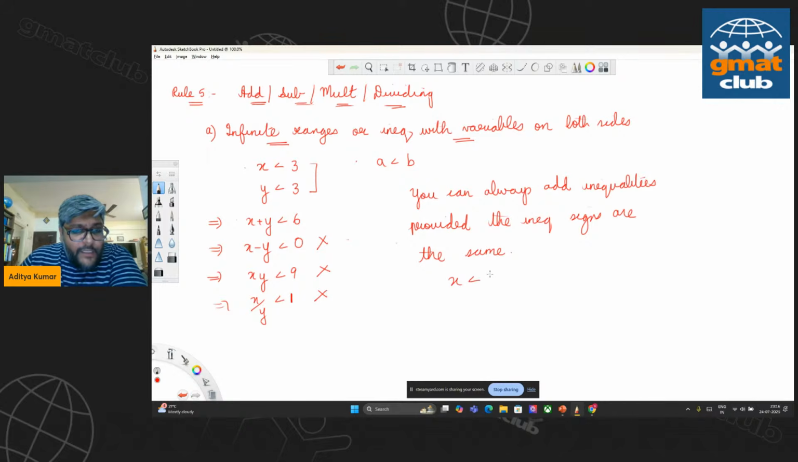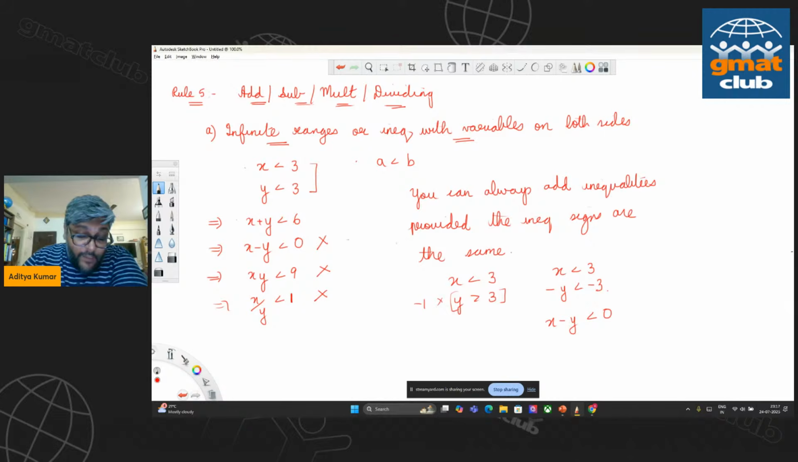So if I give you x is less than 3 and I tell you, let's say, y is greater than 3, here I can't add them directly. But I can say x is less than 3, and I can multiply the other inequality by -1 and flip the sign. So I'll get minus y is less than -3. And now I can add them up. So x minus y is less than 3 minus 3, which is 0. So you see, it turns out to be a subtraction anyway.